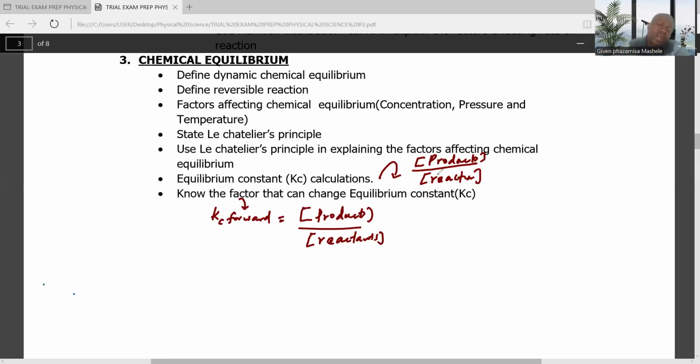And bear in mind, when we are calculating Kc, we do not include solids and liquids in our workings. Why? Because the concentrations of solids and liquids are assumed to be constant. So they are excluded.